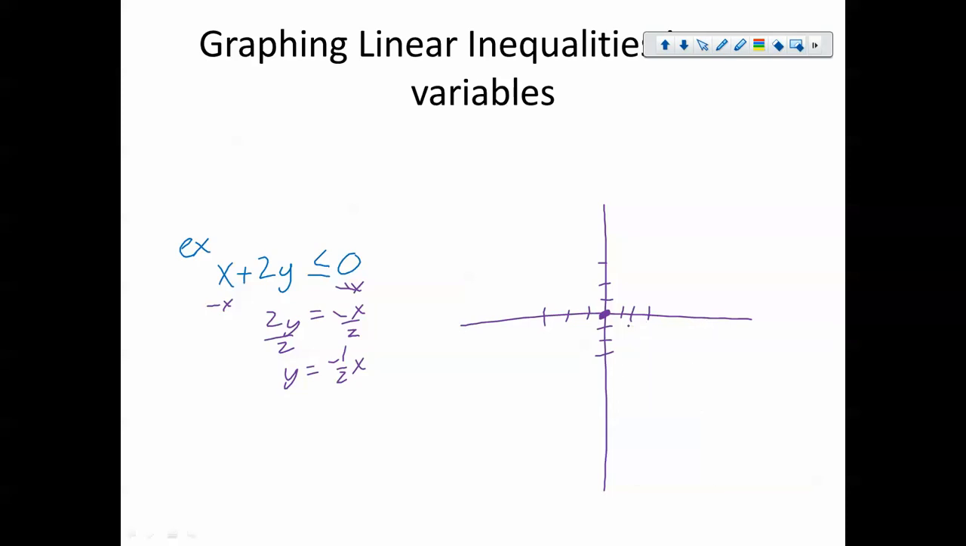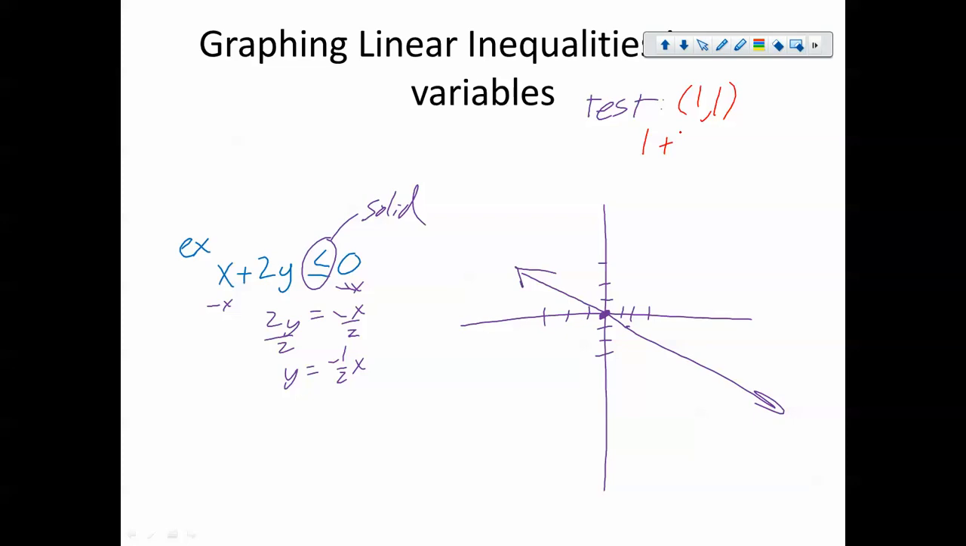Oops. And I get that line right there. Now, this is a less than or equal to, which means it is a solid line. So I drew it in solid. Now we need to test which side of the line contains the solutions. So we need to pick a point. Let's test, and again, it doesn't matter. I pick easy points. I'm going to test 1, 1.